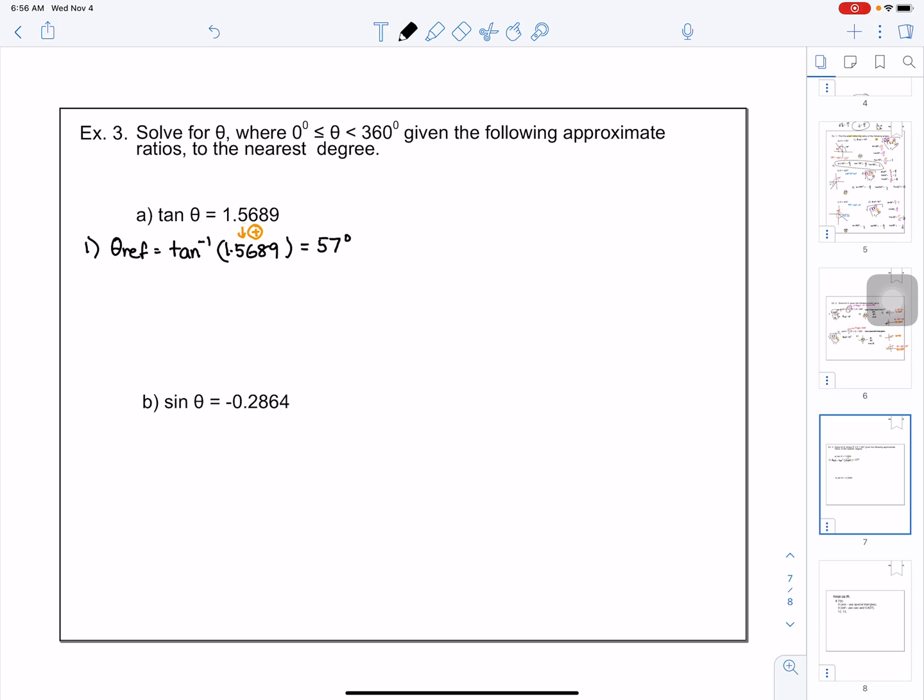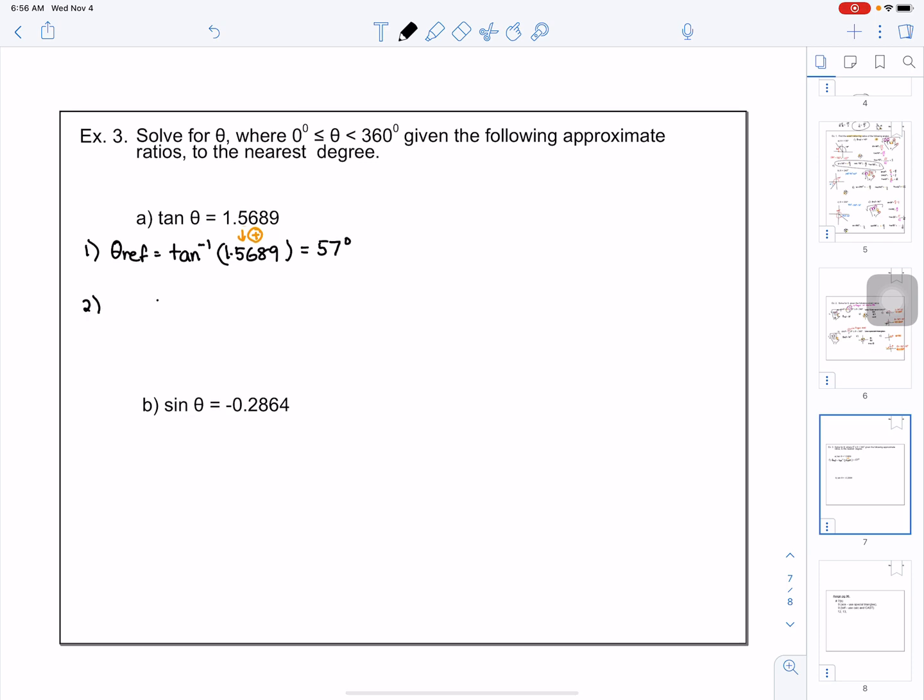So instead of using my fingers, my calculator gave me the reference angle. I'm going to locate my quadrants, same steps as above. I'm looking for a tan value that's positive. So that would come from the T quadrant and the all positive quadrant. And then I just locate my answers. I'm going to have an answer in quadrant 1, and I'm going to have an answer in quadrant 3.